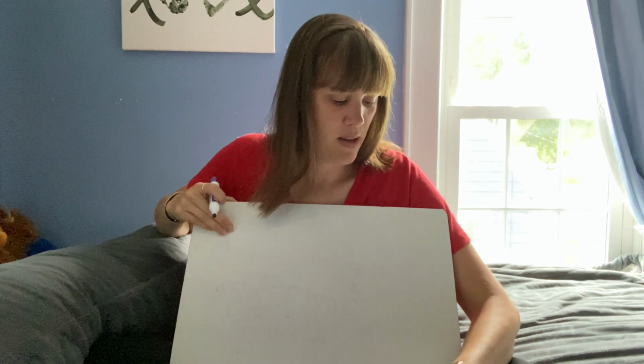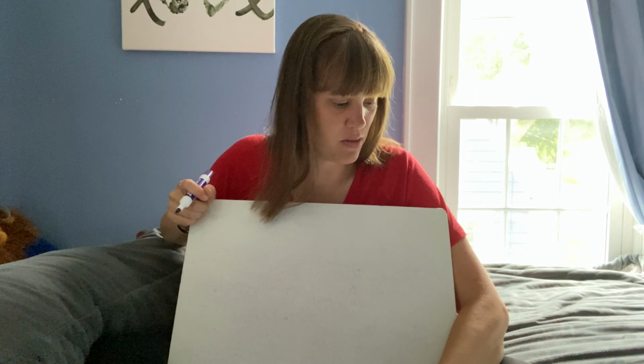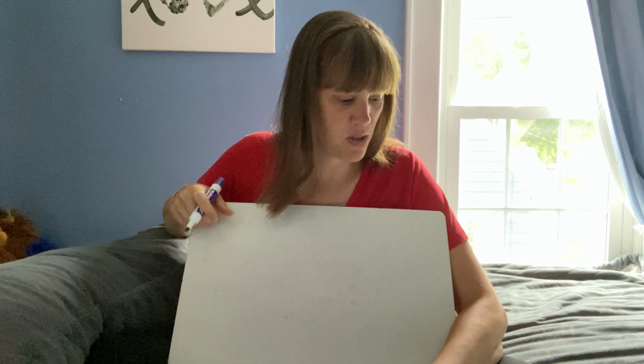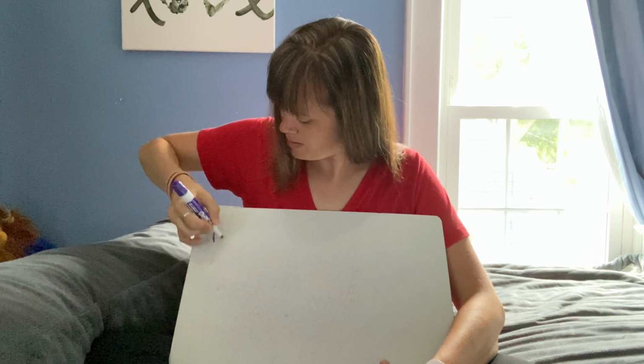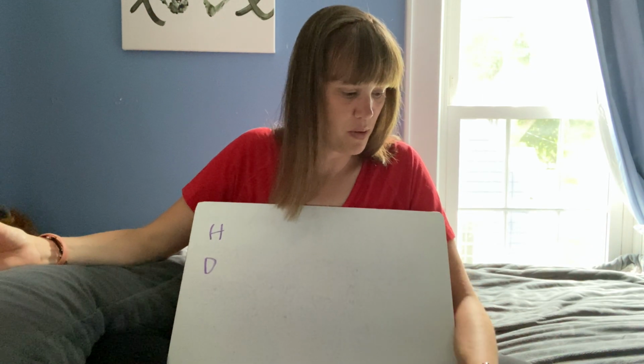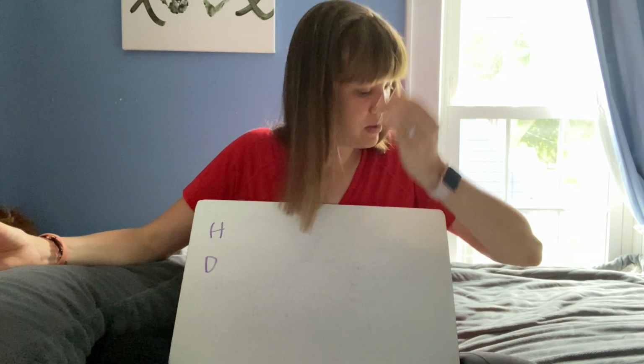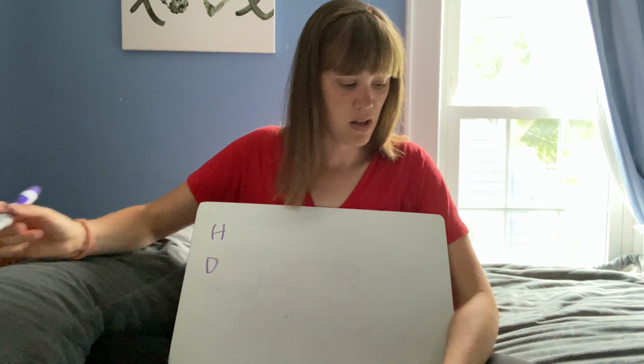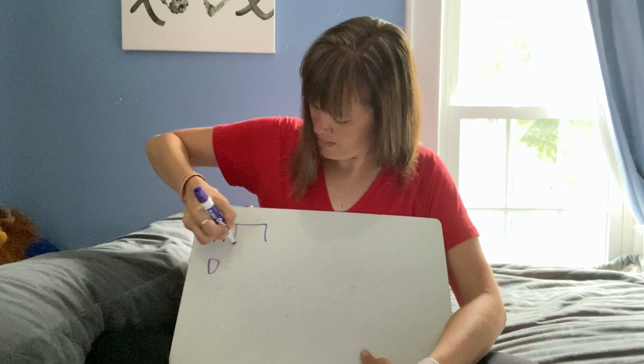All right, number 3. Helen has 4 yards of rope. Daniel has 4 times as many as Helen. So we have Helen and we have Daniel. How many more feet of rope does Daniel have compared to Helen? All right, so let's just get it started by drawing. Helen has 4 yards, right?